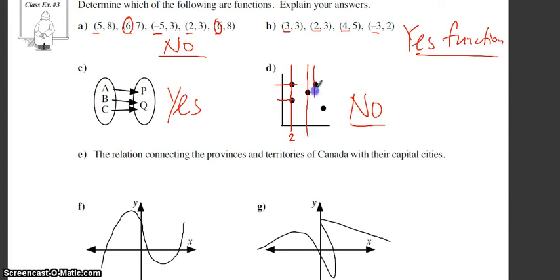So this is how you use the vertical line test. Say this is 5, 6, 7. You're checking all the input values to see how many outputs there are. If there's only one intersection, it is a function, but all you need is one example that gives you two outputs, then it's not a function.